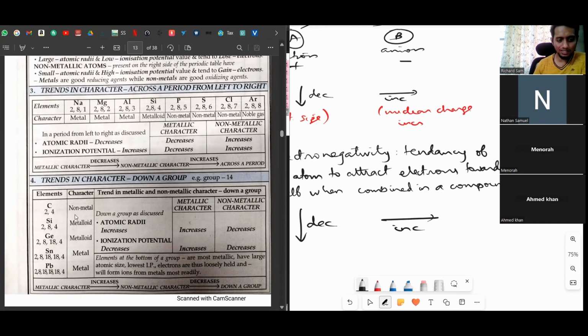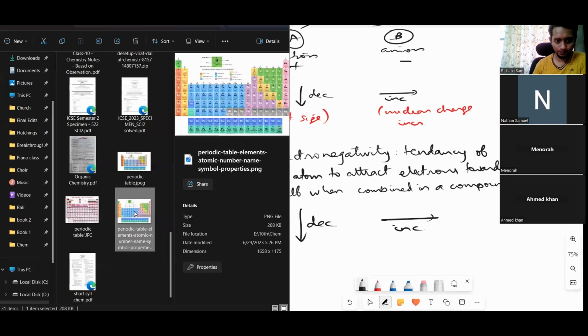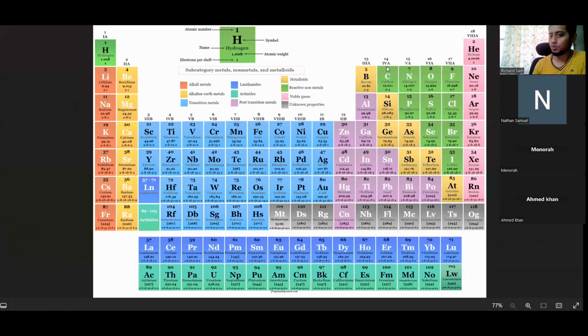Yeah, you can clearly see this trend for the fourth group. See the fourth group: carbon, silicon, germanium, tin, and so on. Carbon is a non-metal. Silicon, metalloid. Germanium, metalloid. Tin, metal. You see the non-metal is changing into a metal as you go down the group.